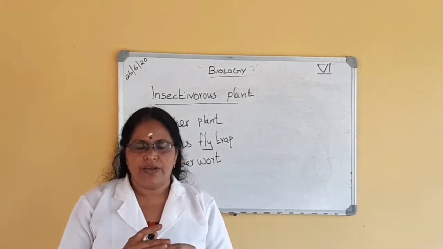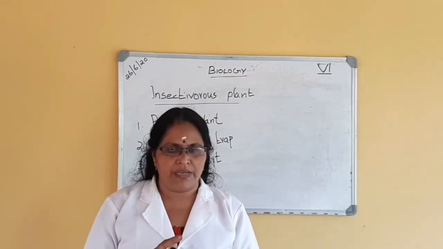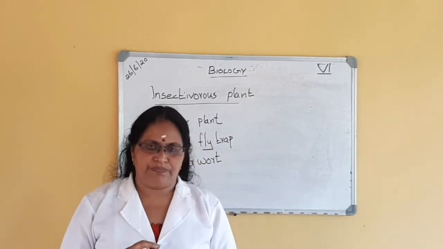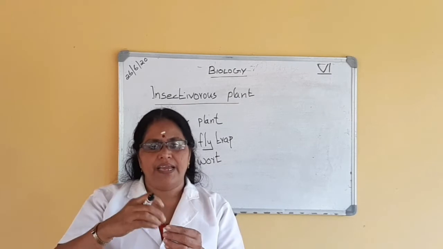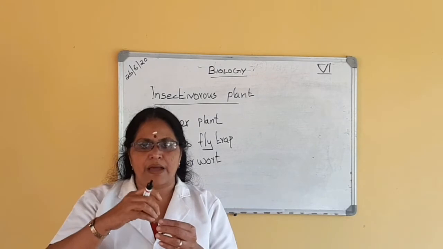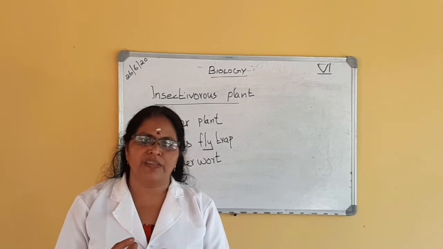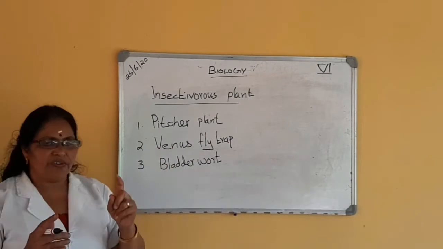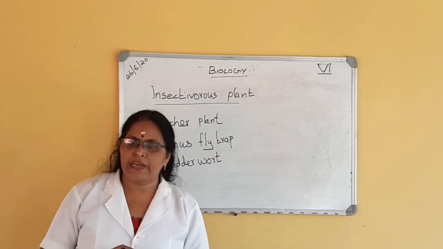In that, the leaf lamina is modified into a pitcher, and the apex of the leaf is modified into a lid of the pitcher. When an insect sits on the pitcher, it traps. The lid closes automatically and the insect is trapped inside. Then it secretes a digestive juice, and with the help of that, the insect can be digested. So that is the pitcher plant. Then Venus flytrap and the other one, I will show you an animation, then you can understand it.